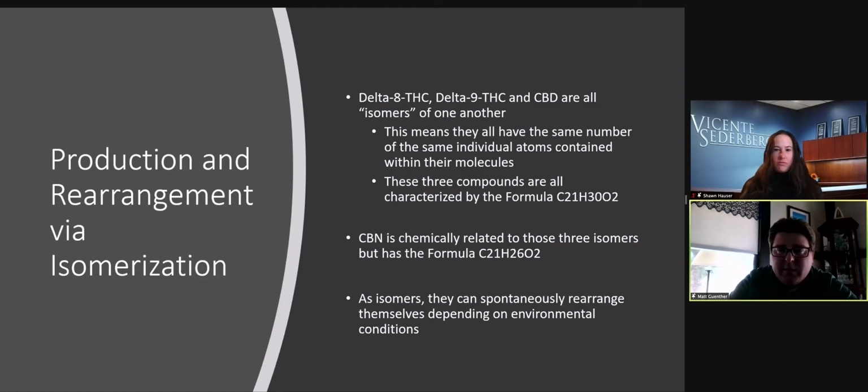Yeah, sorry about that. So Delta-8, Delta-9, CBD, they're all isomers like we talked about. They share the same chemical formula, C21H30O2, just arranged in slightly different ways.